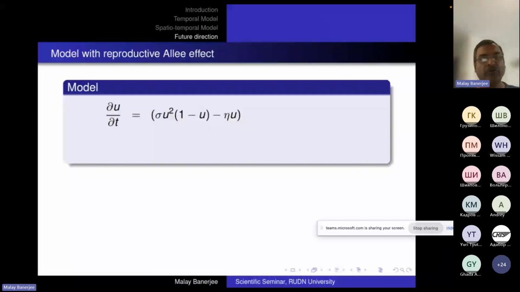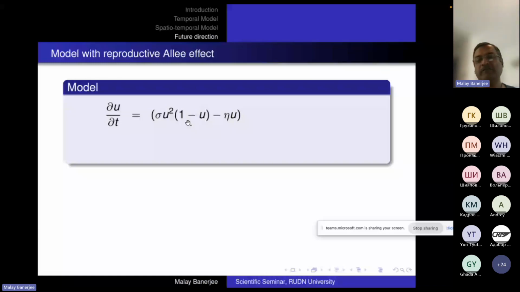Now, finally, I will talk a little bit about this particular problem. It should not take more than 5 minutes, which will cover my stipulated time. So this model that we have considered is a model with reproductive Allee effect, which can also be considered a mate-finding Allee effect.